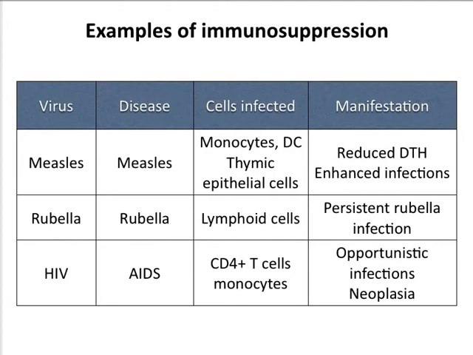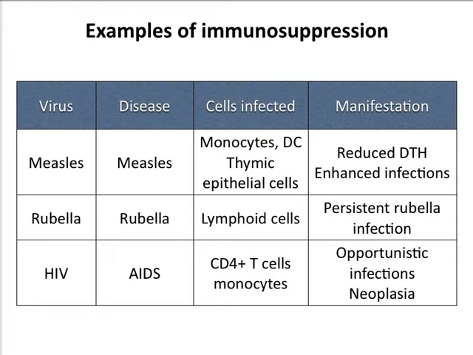So here are three viruses that cause immunosuppression: measles, as we've talked about. So the manifestation, reduced delayed type hypersensitivity. That's the reaction you get when you get a tuberculin tyne test. And you get enhanced infections with other agents because your immune system isn't able to defend you.